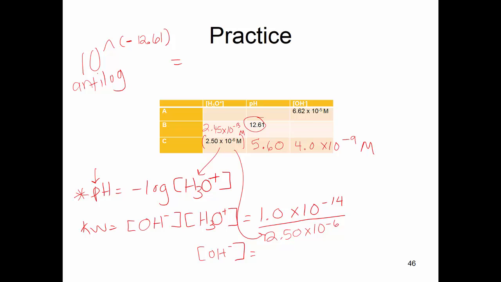We can fill in the hydroxide concentration just like we did here. We take our 1.0 times 10 to the negative 14, that's our Kw, our constant, and divide it by the hydronium concentration we just found. We get about 4.08 times 10 to the negative 2 molarity. Your calculator may have shown 0.0408. That's the same thing, just not in scientific notation.